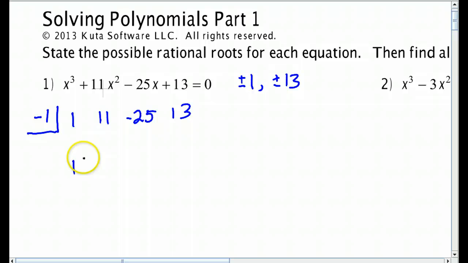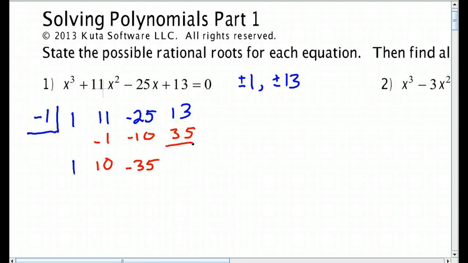You multiply -1 times 1, I get -1. Add, I get 10. -1 times 10, and we get -35. And -1 times 35. And you can see we get a remainder, right? So that means -1 is not a root. So now we have to try a different number.